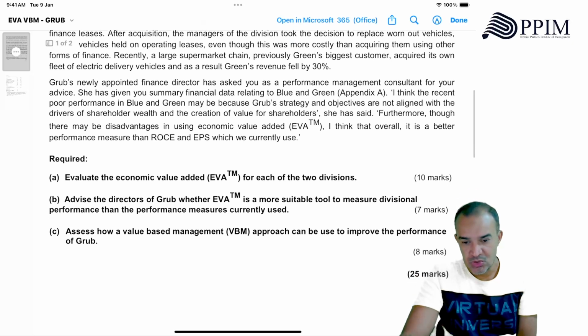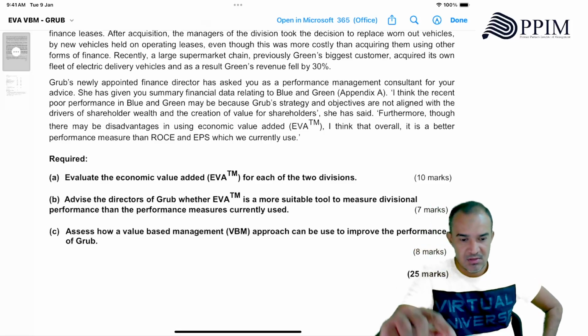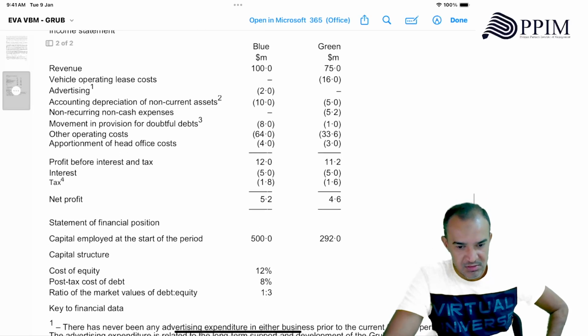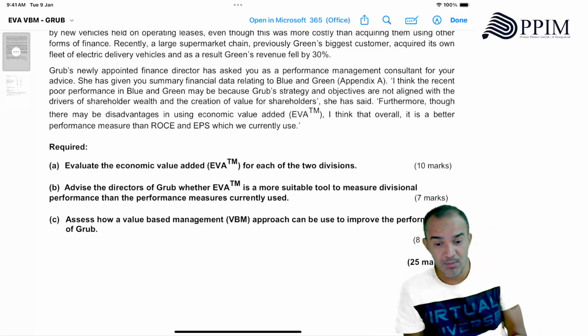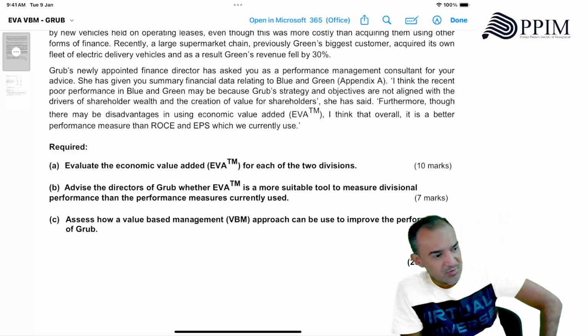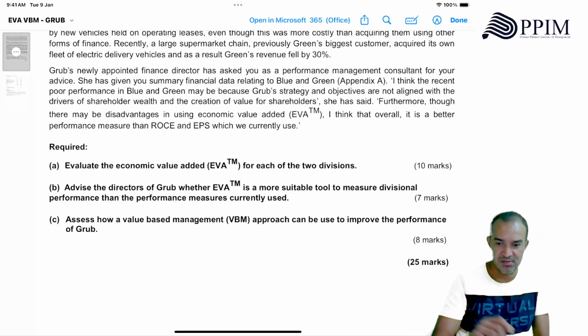Right. So, three parts. Evaluate economic value added for each of the two divisions. They have given us some details with regards to the two divisions, so we need to calculate the EVA for both. Then advise the directors of G whether EVA is a more suitable tool to measure divisional performance than performance measures currently used. So there we have to see what they are currently using and then talk about the pros and cons.